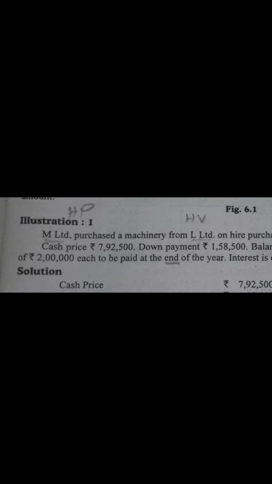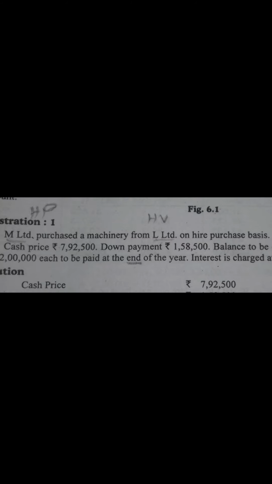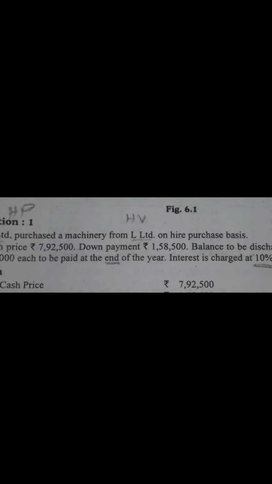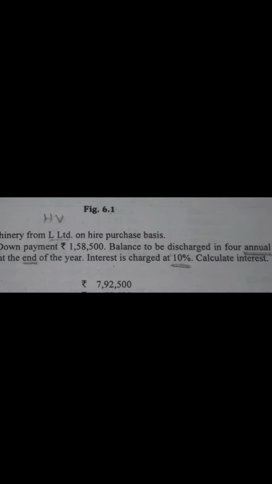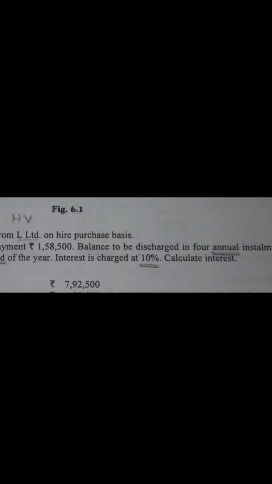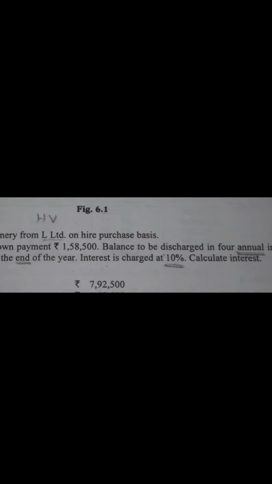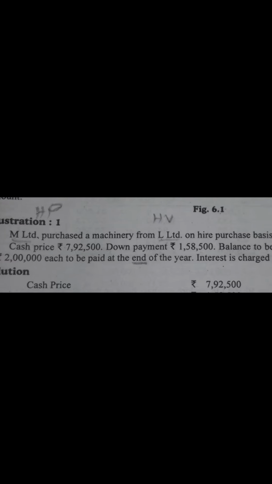Now see here students, since the hire purchaser is not going to pay the entire cash price at one time, he will make the down payment. Down payment they have given rupees 1,58,500. It is the initial payment to get the possession of the machinery, and after that the balance amount, how the balance amount is paid, further they are saying balance to be discharged in 4 annual installments of rupees 2 lakhs each, to be paid at the end of the each year.